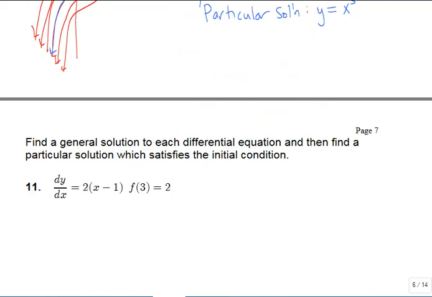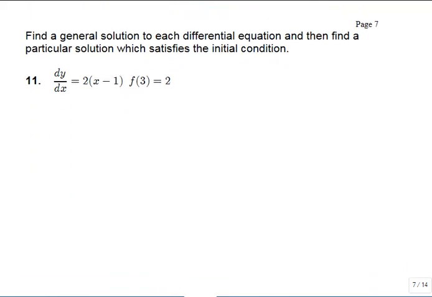Okay? So what we're going to do is practice finding the general and the particular solutions to some differential equations. So suppose we have the differential equation dy/dx equals 2 times (x minus 1) in parentheses, and f of 3 is equal to 2. If we wanted to find the general solution, that just means solving this differential equation. Let me show you some notation. First thing I'm going to do is split up this dy/dx, and move that dx over to the other side.